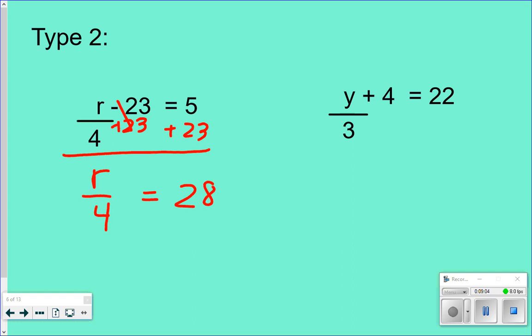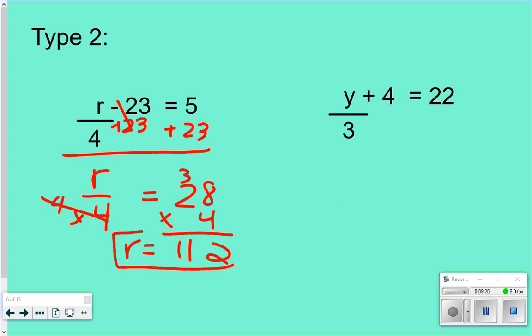Now, it's just what we did the other day, but we're not dividing by 4, remember? We're going to multiply, because this is R divided by 4, so I have to undo that by multiplying. 2, carry the 3, 8, 9, 10, 11. R is going to equal 112. So pretty much the same thing, only the last part is just the opposite, okay? Any questions on this one?